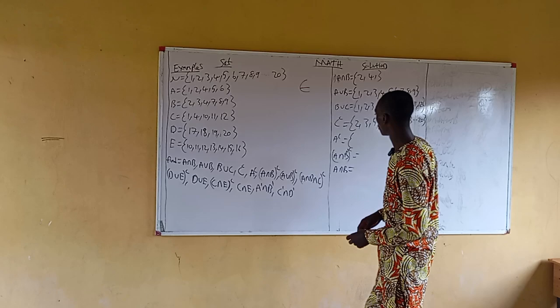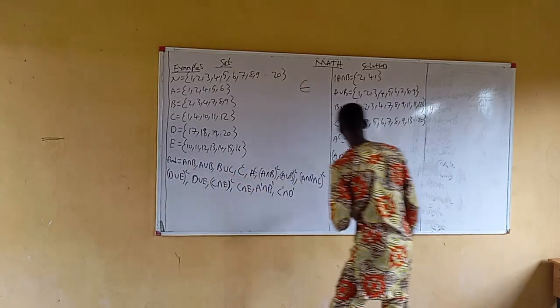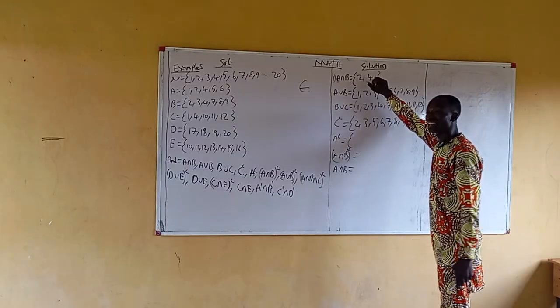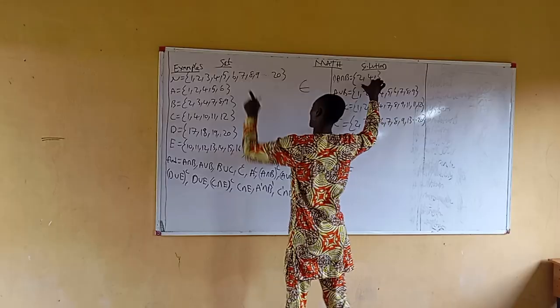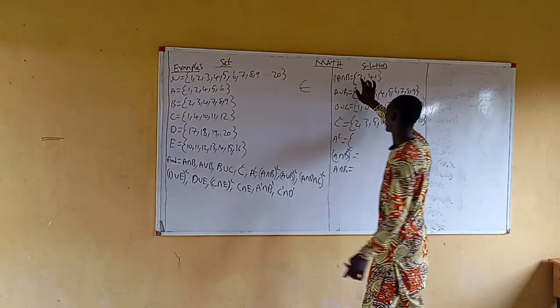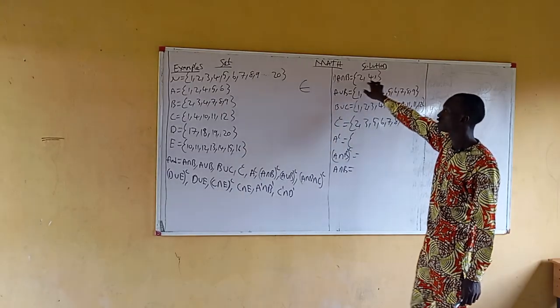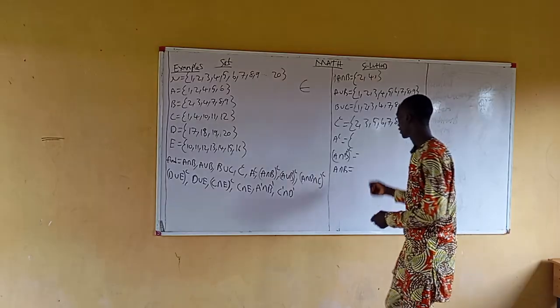Look at A and B. I believe we have done it before, which is our first one, A intersection B, which is 2 and 4. Now the complement, you are going to use this to compare to the universal set, using the same language: the elements in the universal set that are not in A intersection B. Now what are those elements?